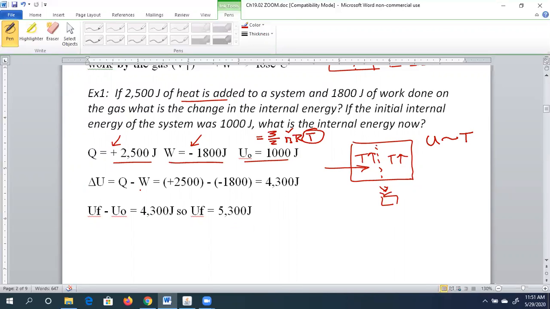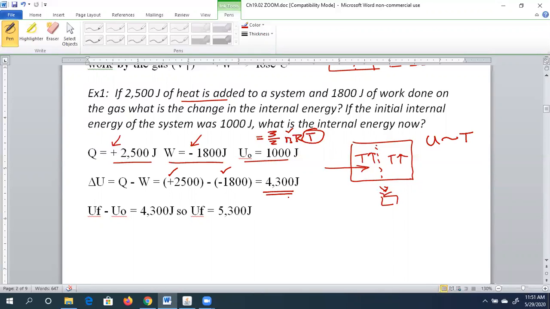Okay, let's put it in our first law. The change in internal energy or thermal energy is going to be the heat that we've added or taken out minus the work done on or by the system. In this case, we added heat and we did work on the system. So both of those ended up adding internal energy to our system, and our change is 4,300.